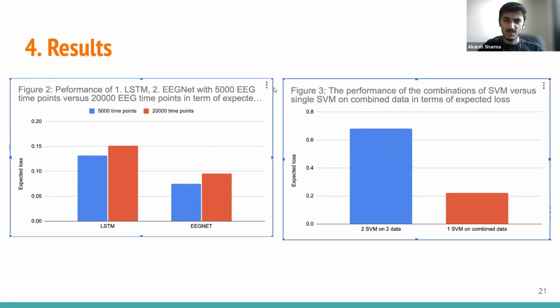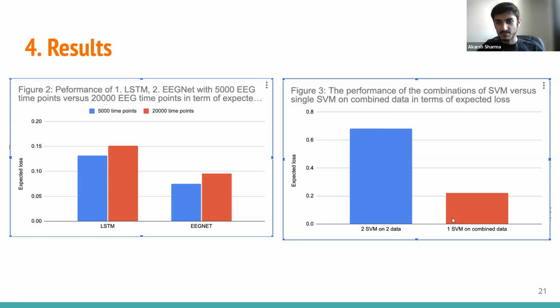And as I mentioned before, we were doing the dimensionality reduction from 20,000 to 40 time points rather. We tried experimenting with different time points as well. What if we just provide the whole data set, like all the 20,000 points, to the neural network techniques, LSTM and EEGNet? What would happen? And what if we just provide 5,000 time points after doing the dimensionality reduction? As we expected, the 5,000 time points is better for both of them. So dimensionality reduction was helpful essentially because we're providing the most useful features.